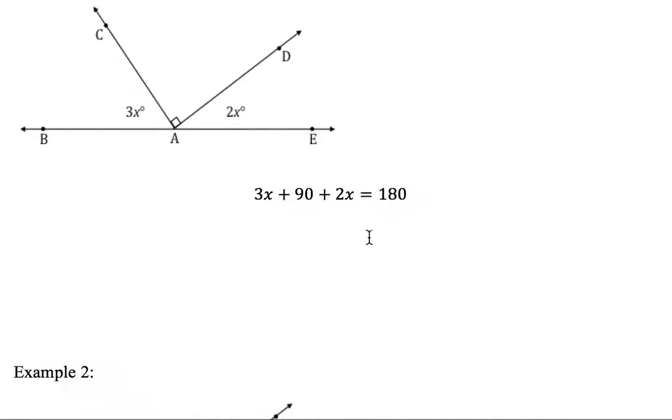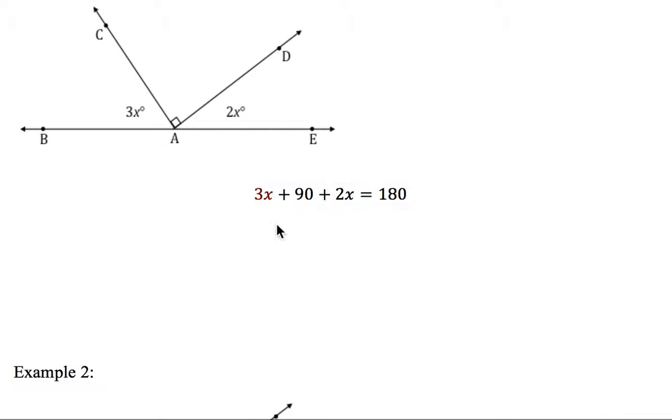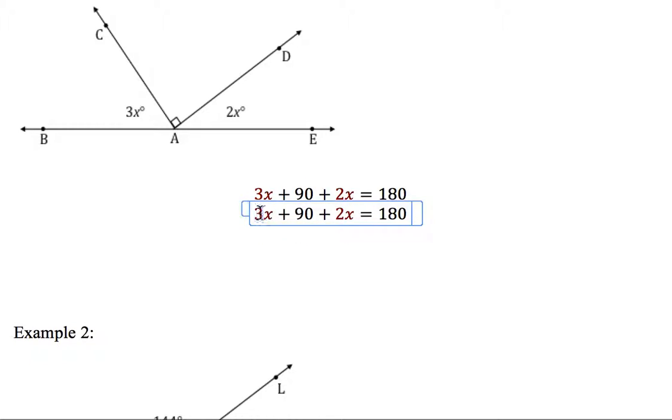So now I can actually figure out what x is equal to. You should start by recognizing that 3x and 2x are like terms, and I can combine like terms. So if I combine like terms, I get 3x plus 2x is 5x plus 90 equals 180. So now I want to subtract 90 from both sides to isolate my variable, my term with the variable.